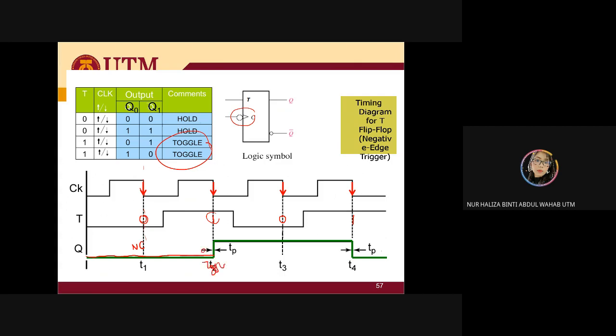From 0, I'm going to toggle to 1. And I continue until my next negative clock, which is 0, no change. I continue until my next negative clock, it is toggle. That will be my output. Okay, that is the only thing about the basic of your flip-flop.